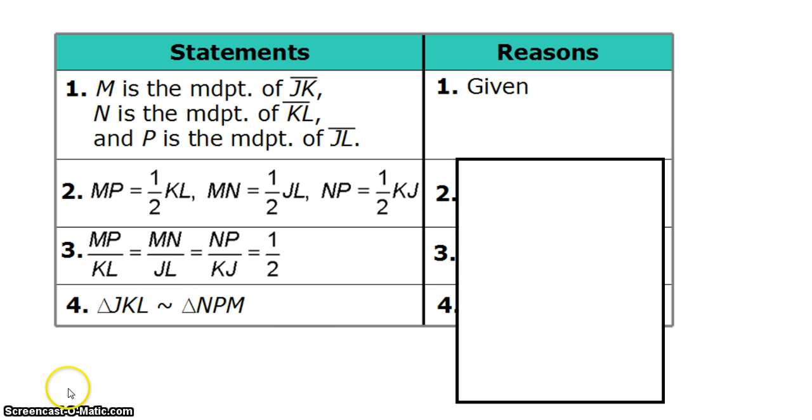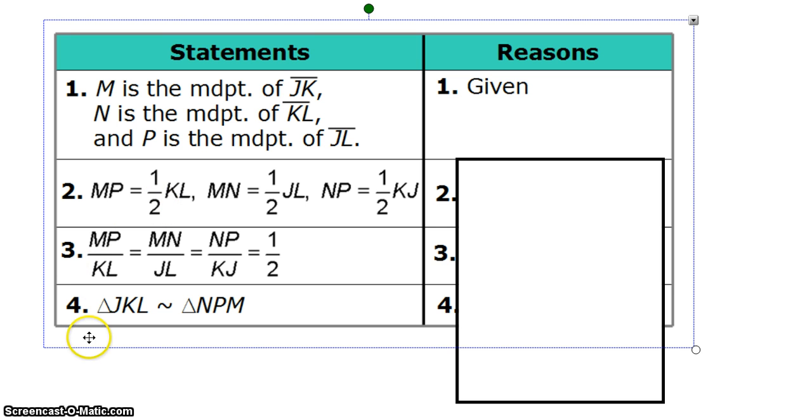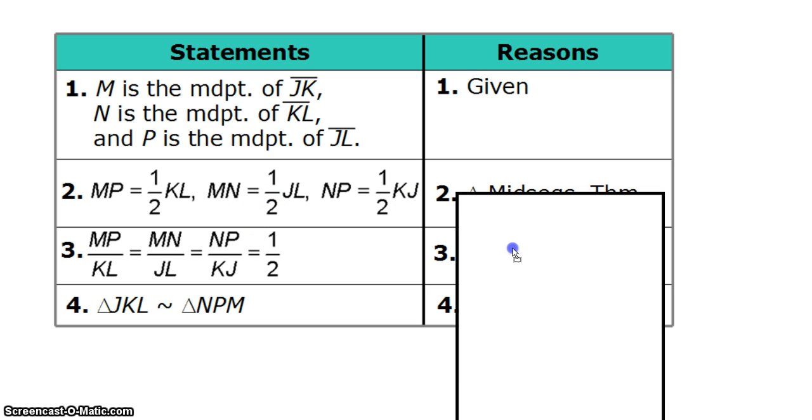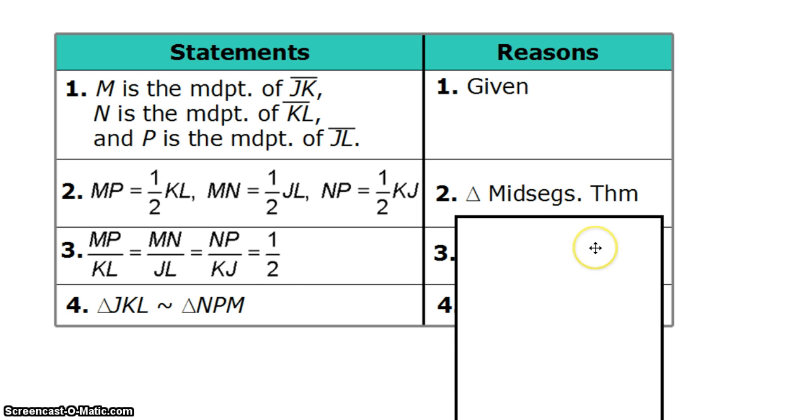Now see if you can complete step 2. Amaya, why do they say that MP is half of KL and MN is half of JL? Definition of mid-segment. That's a midpoint. Mid-segment theorem. Go look at what they're identifying here.